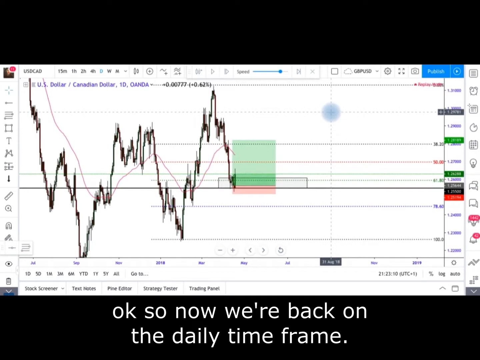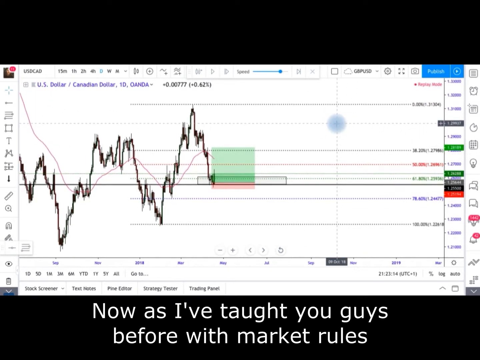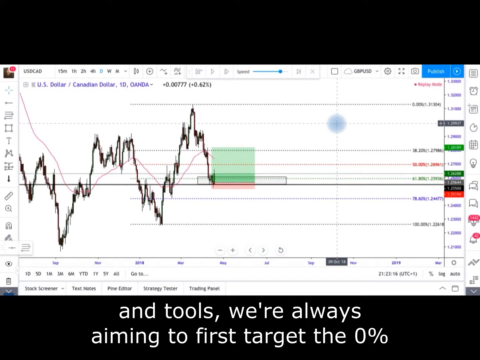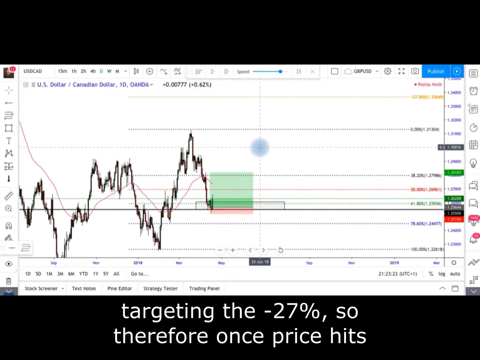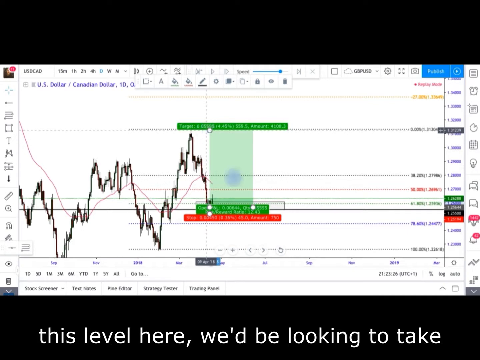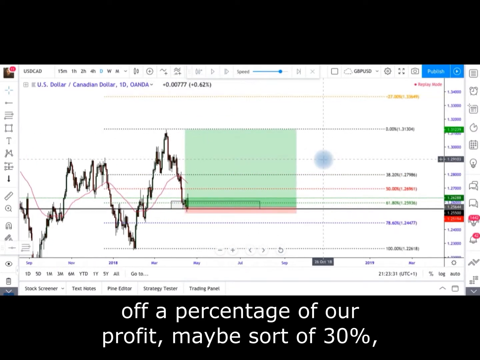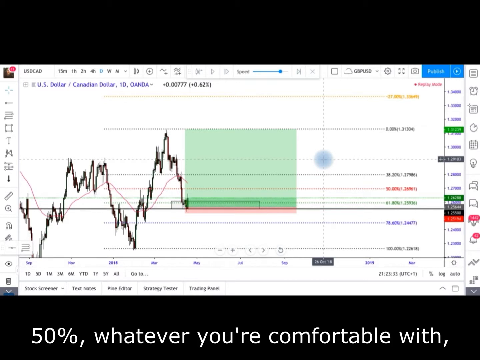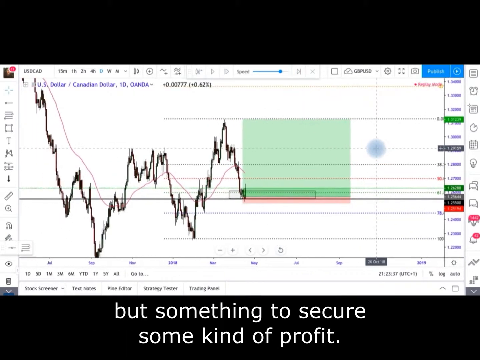Okay, so now we're back on the daily time frame. Now, as I've taught you guys before with market rules and tools, we're always aiming to first target the 0% just in case we create this double top. And then if we break this, we're always targeting the minus 27%. So therefore, once price hits this level here, we'd be looking to take off a percentage of our profit, maybe 30%, 50%, whatever you're comfortable with, but something to secure some kind of profit.